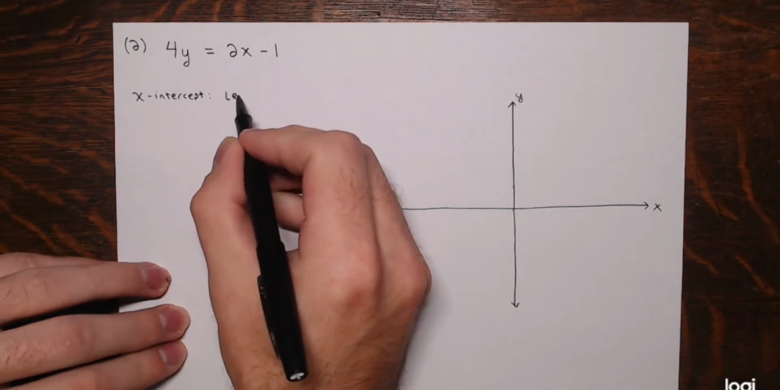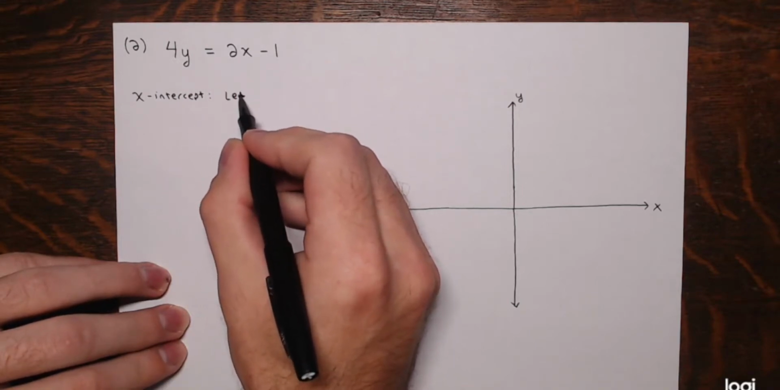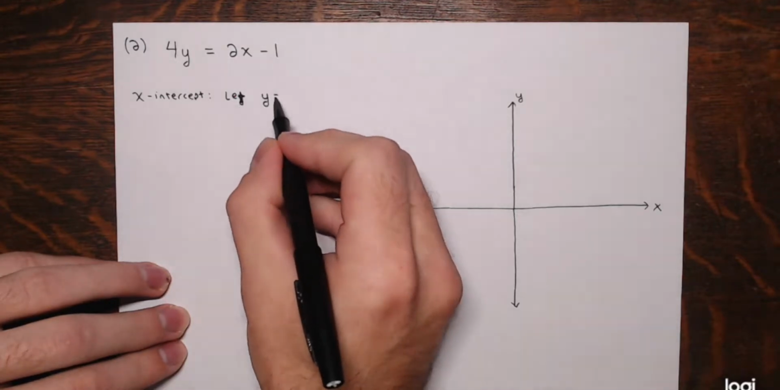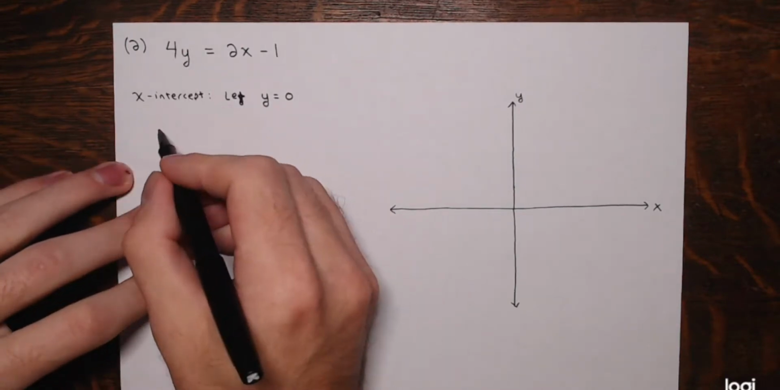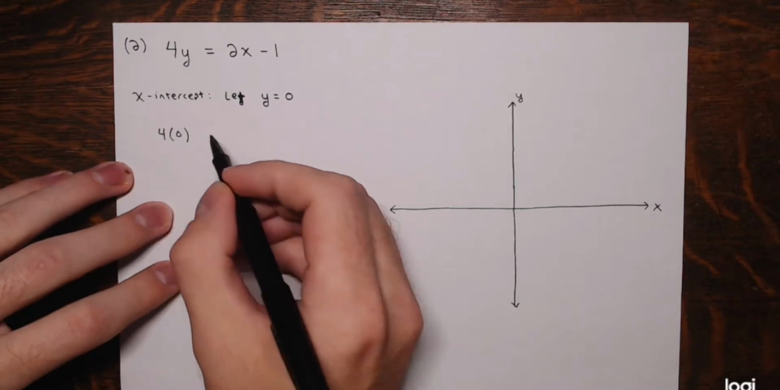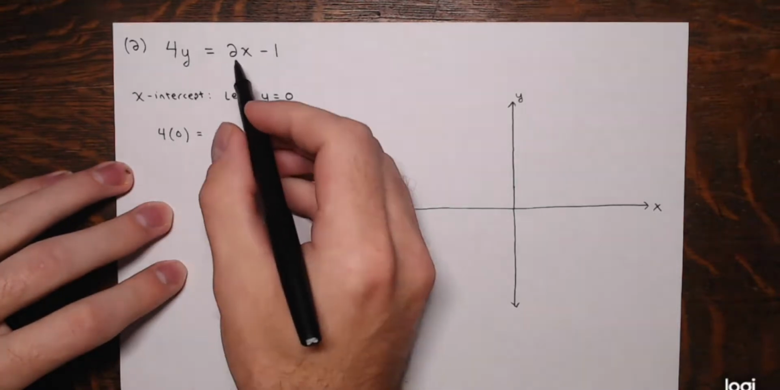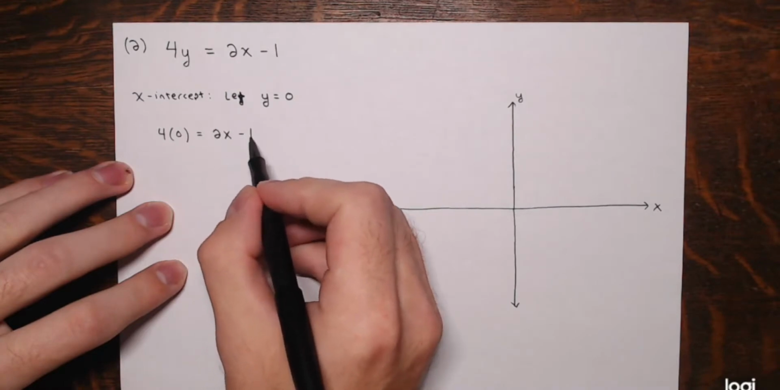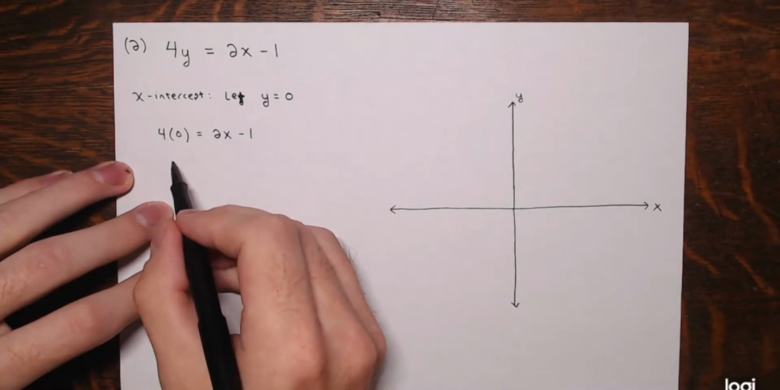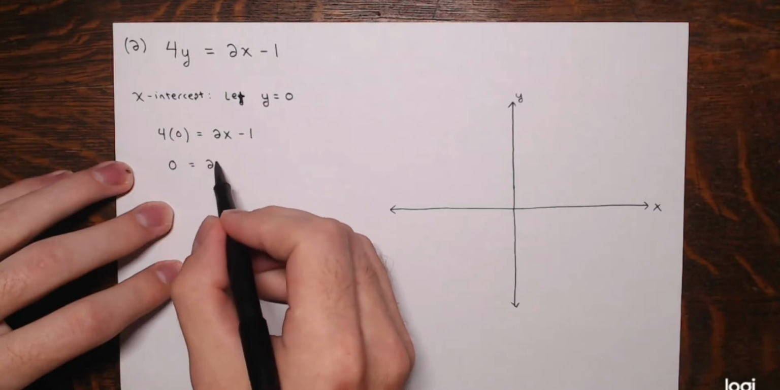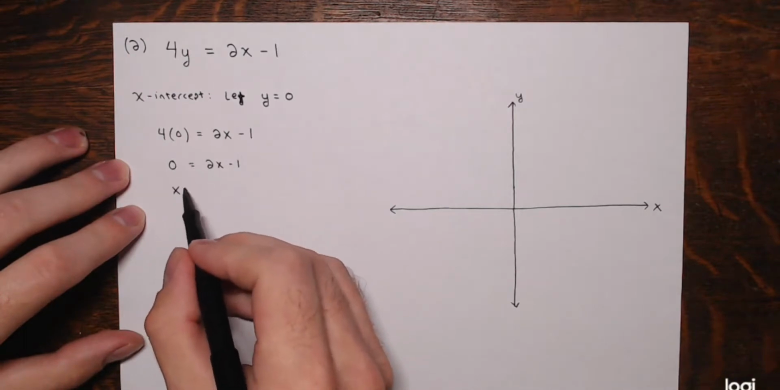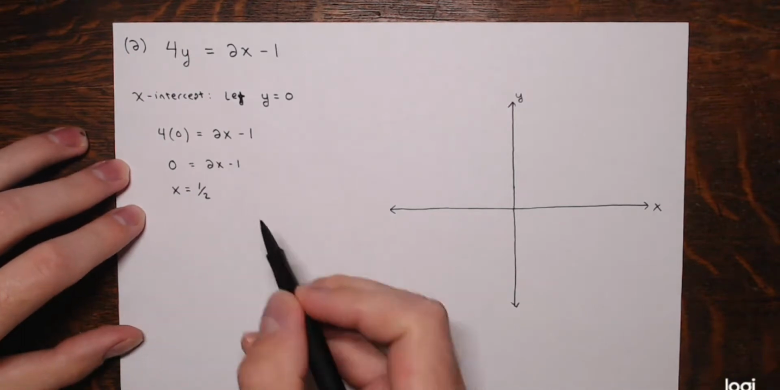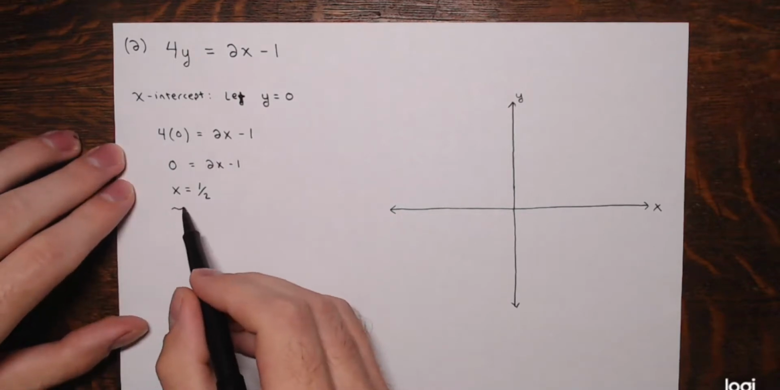So this is, again, you let the y coordinate be 0. All right, again, if you're on the x-axis, the y coordinate is 0. So we have 4 times 0 on the left equals, and then 2x minus 1 still on the right. Now 4 times 0 is simply 0 equals 2x minus 1. And then solve for x. I would add 1, divided by 2. X equals a half, or 0.5, right, if you want a decimal.